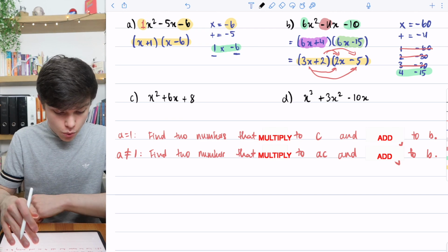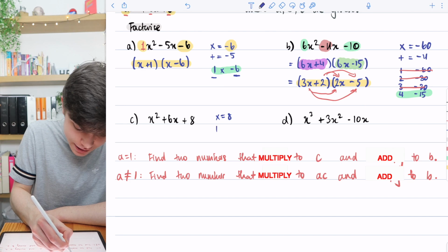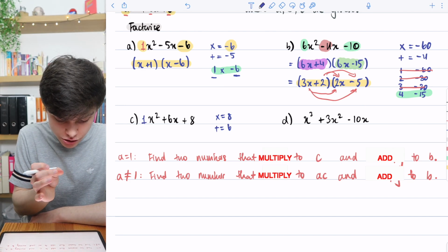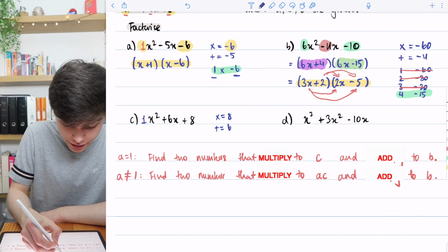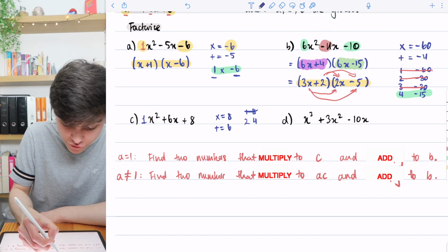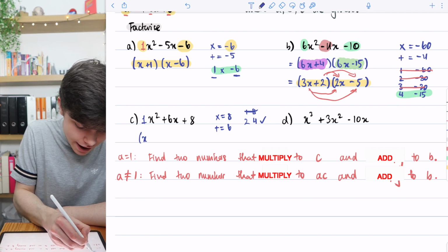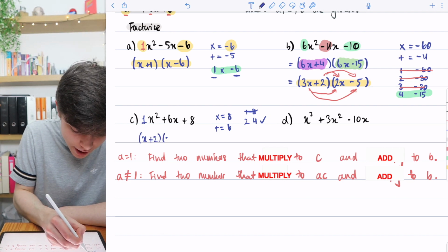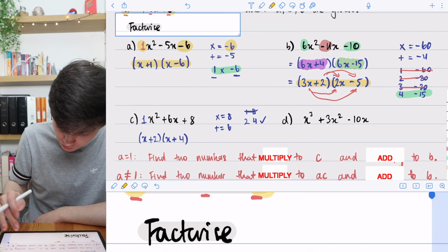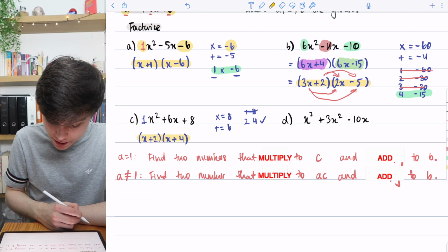So C, we just need to find two numbers that times to give me 8 and add to give me 6, because there's a 1 in front of that there, so we don't need to do the multiplication. And I can think, well, 1 times 8, no, that doesn't work. 2 and 4, that multiplies and it adds to give me 6. So we're going to have x plus 2, x plus 4. And that is your final answer.